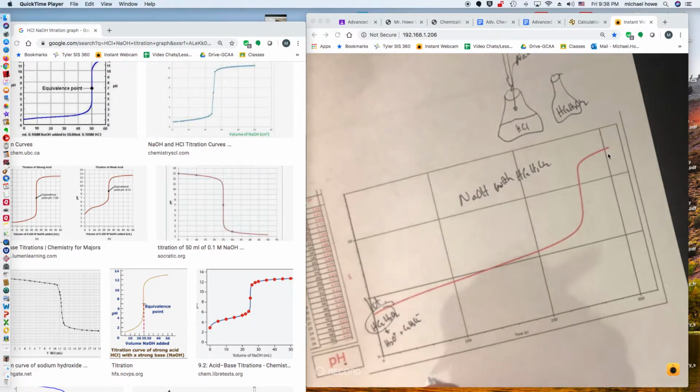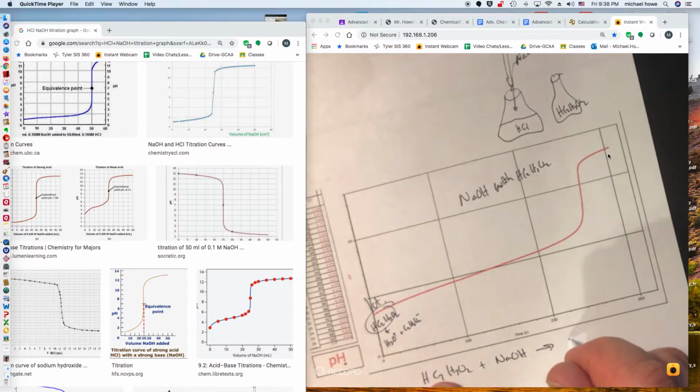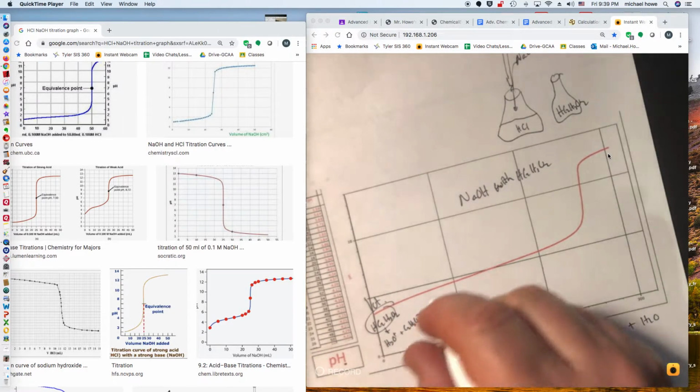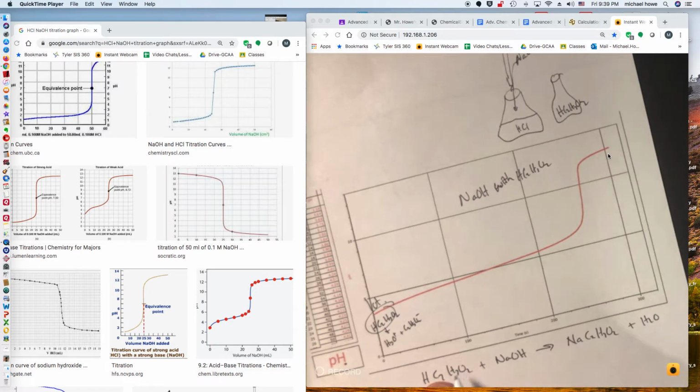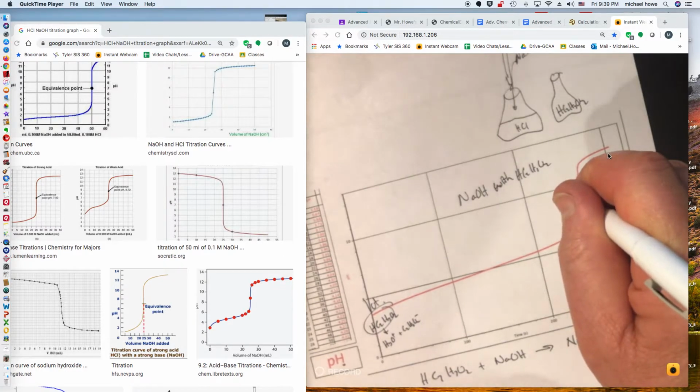Now the chemical reaction is HC2H3O2 plus NaOH. So as you proceed, you're going to be forming sodium acetate and water. So all along this line, you're getting less and less of this unionized acid and more of this sodium acetate until you get all over this point.